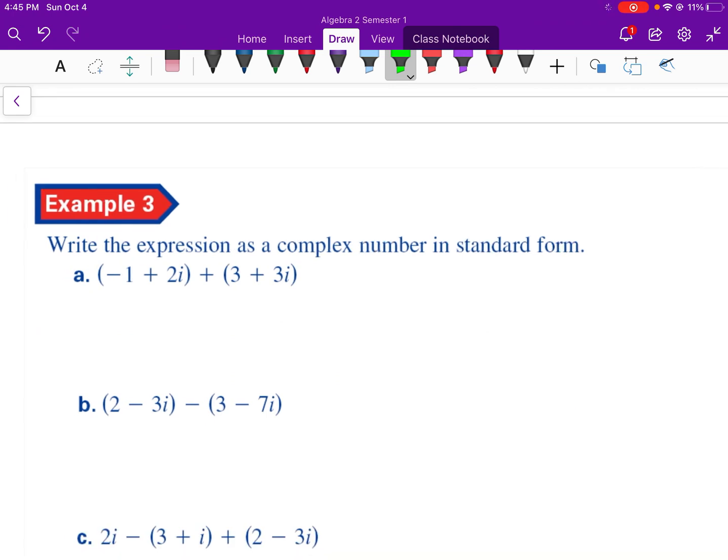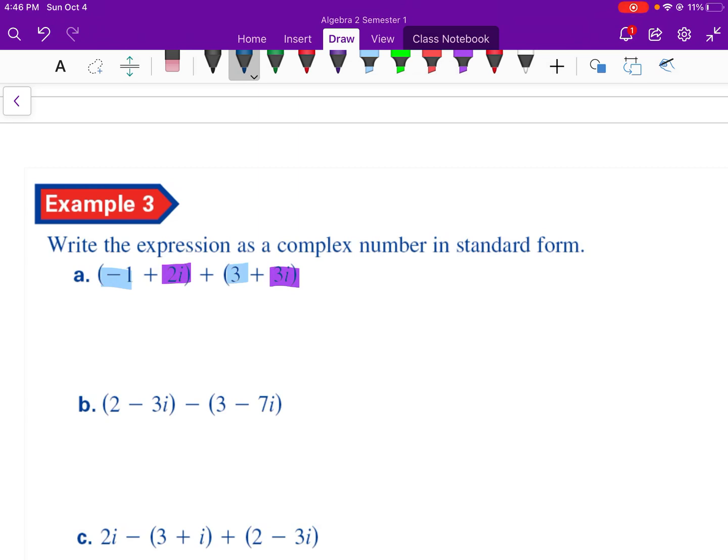Okay, so write the expression as a complex number in standard form. When we are writing something in standard form, the real part comes first, followed by the imaginary. Now, when we are adding and subtracting these, it's just like if we were to use a variable. So imagine it's -1 plus 2x plus 3 plus 3x. You're going to combine your reals and then you will combine your imaginaries. Be careful, especially when we get to subtracting, because you are taking that first complex number plus that whole second complex number.